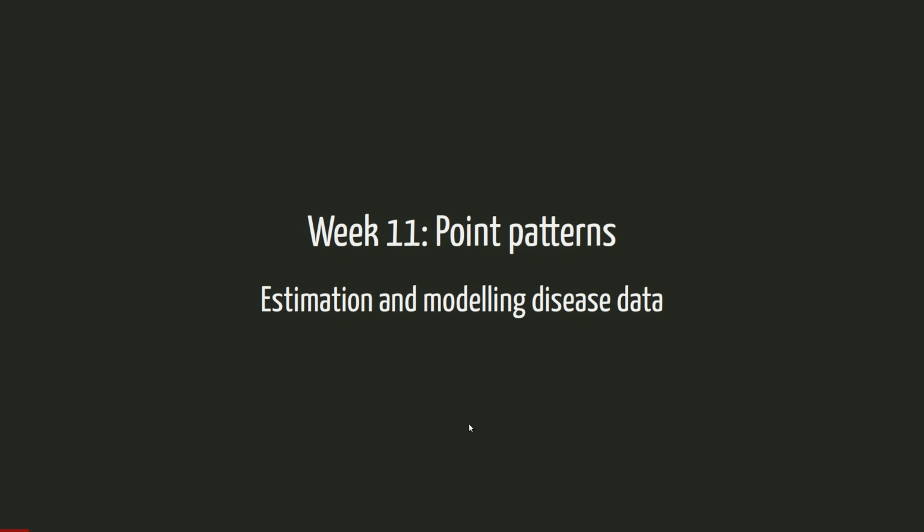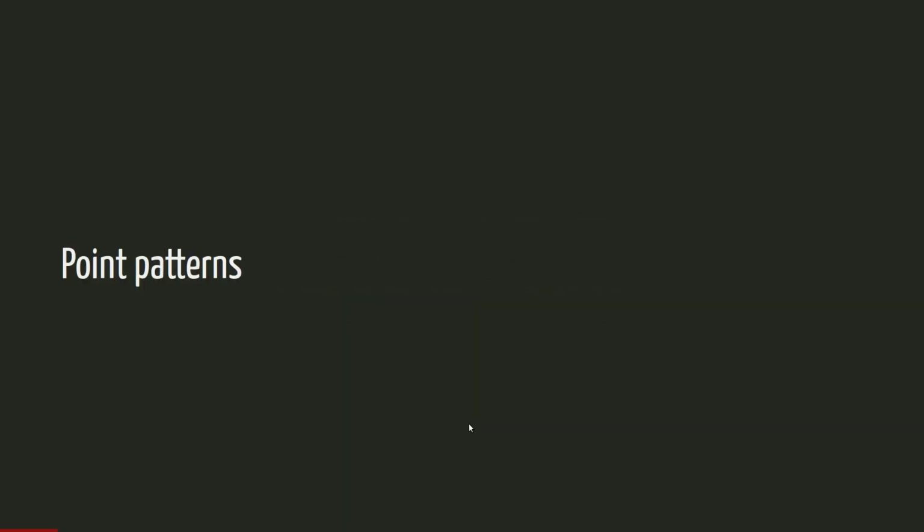So today we're looking at point patterns. I'm Jonathan Marshall. I'll be taking you for the next 2 weeks. And we're looking at estimation and modelling of disease data today. Essentially, we're following on from where we were last week, looking at kernel density estimation. And we'll look at refining that a little bit with some adaptive kernel density estimates. We'll look at relative risk, and then we'll finish with a little bit of parametric modelling.